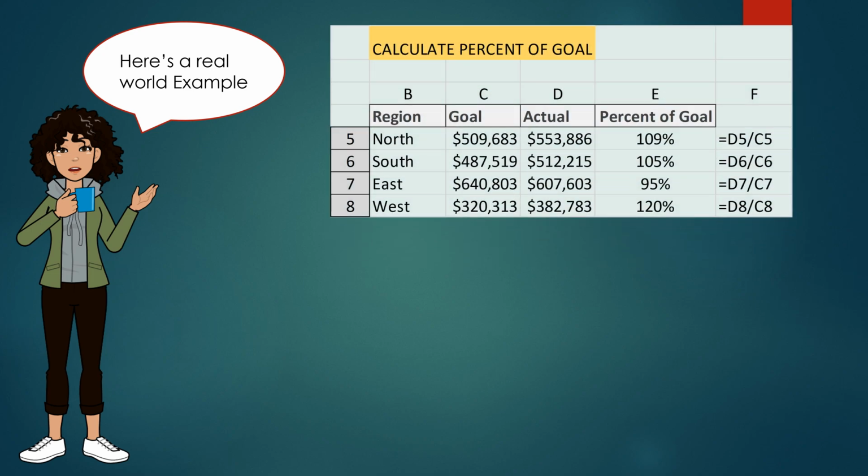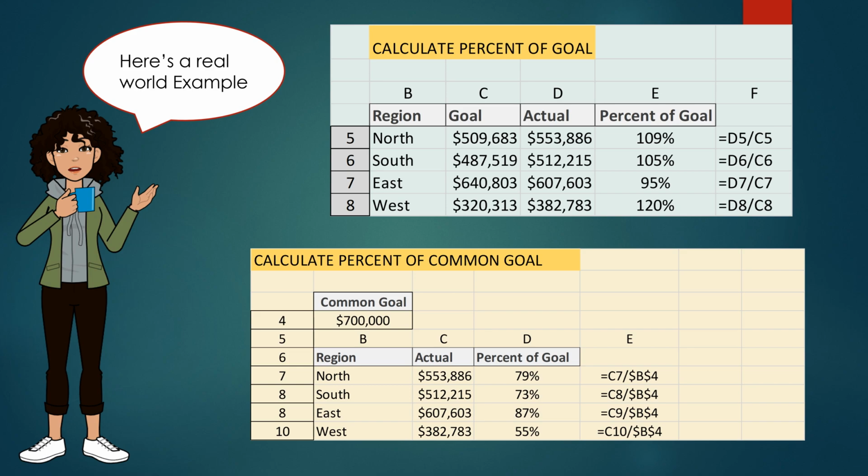So in this sheet, you're going to calculate the percent of goal. When you look at column D, we have the actual revenue, and in column C is the goal that you wanted to attain. So when you look at column E, there are some regions which have attained the goal and some which have not. To calculate the percent of goal, we'll take the actual, which is in column D, divided by the goal, which is in column C. So when you look at column F, you can see the formula D5 over C5, which is the actual over the goal.